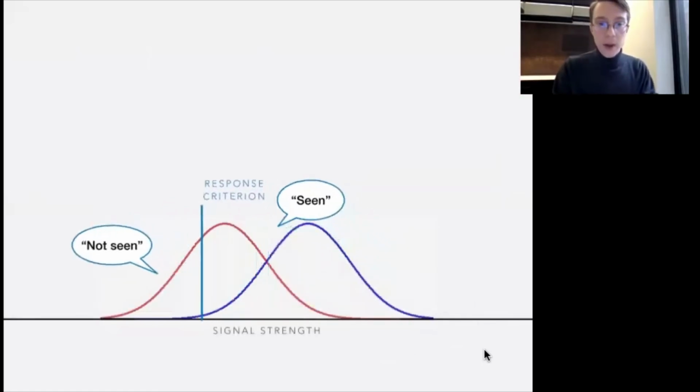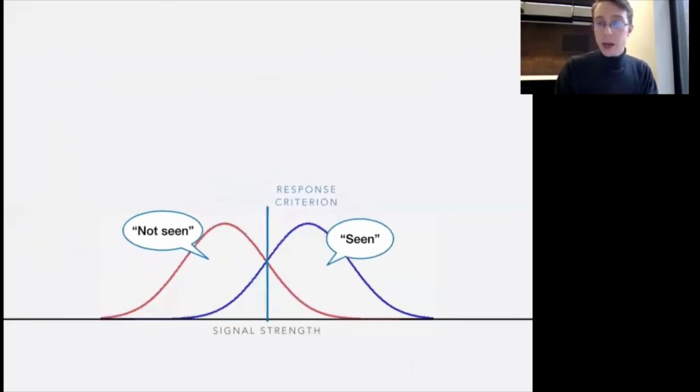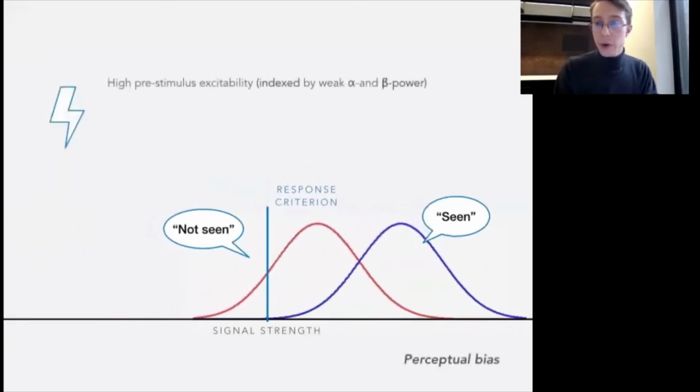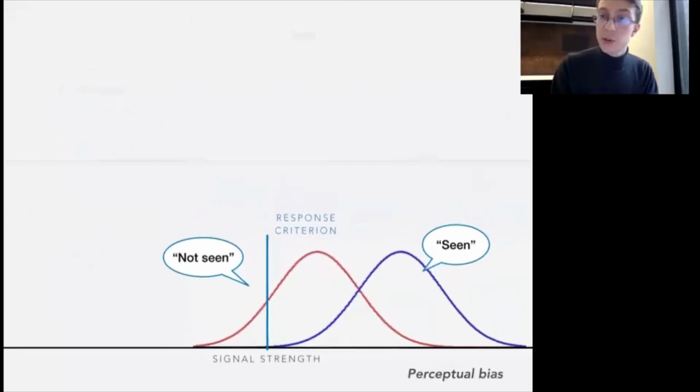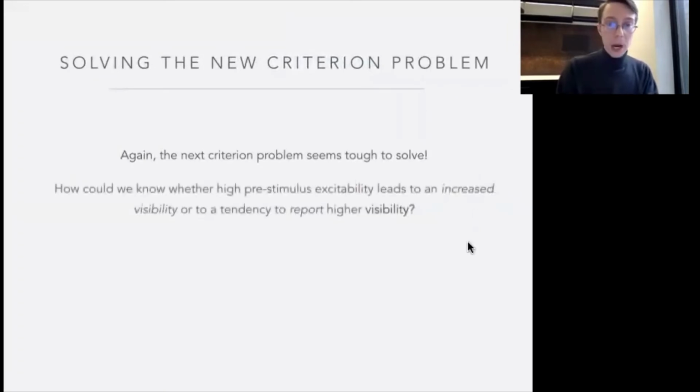So again, we can come back to this illustration. It's possible that high pre-stimulus excitability shifts your criterion. That's a response bias. But it could be that high pre-stimulus excitability shifts the distribution, and it's a perceptual bias in that case. And so we are trying to determine which hypothesis is true now. Again, it seems like a difficult problem to solve, because how could we know whether it leads to an increased visibility or to an increased tendency to report higher visibility?